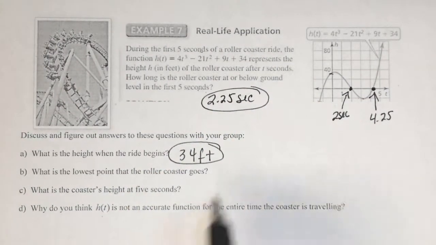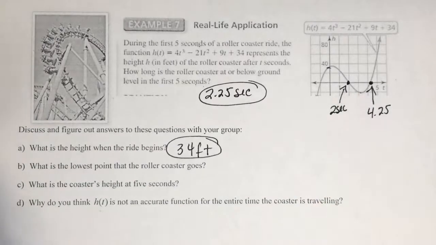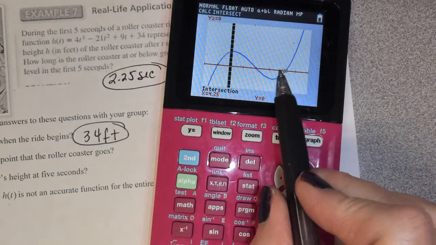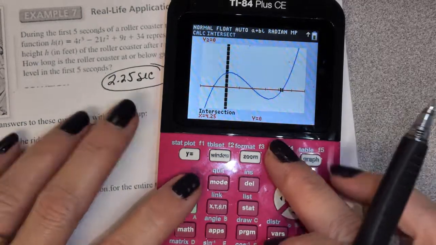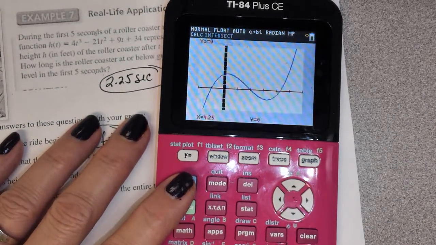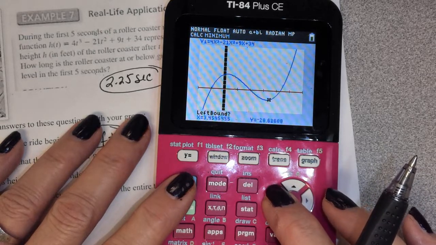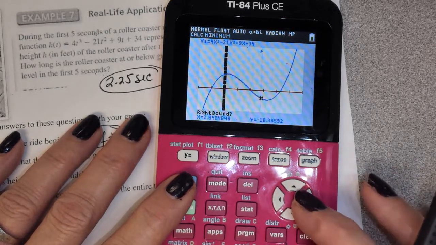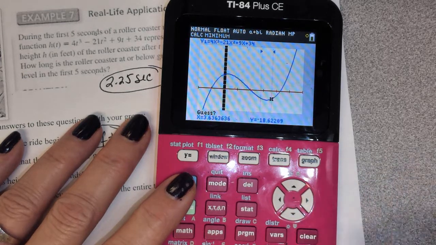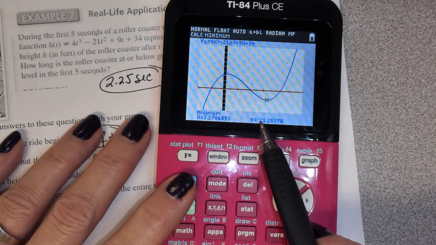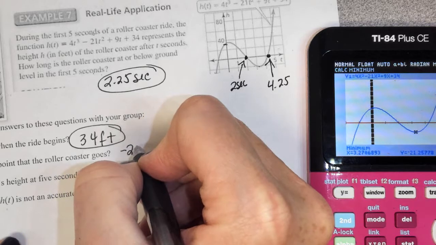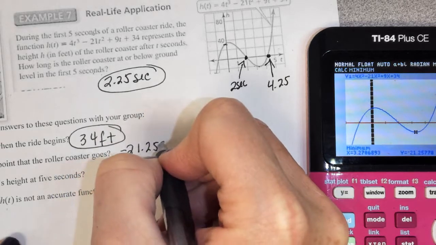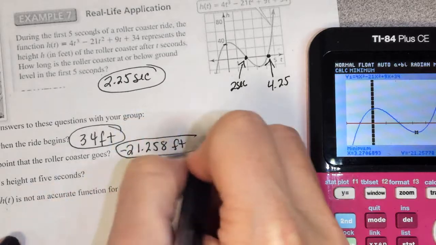Okay, what is the lowest point that the roller coaster goes? Well, I can see it right there. Would you guys know how to find it? All right, Karen, how would we find it? Trace minimum. Okay, so I go second trace, find the minimum. I'm going to go to the left of it because it says left bound. I think it'll work. Go to the right of it. So the lowest point it goes is negative 21.258 feet. That's the lowest it goes.